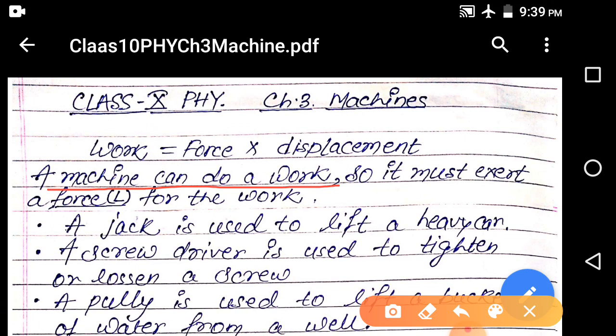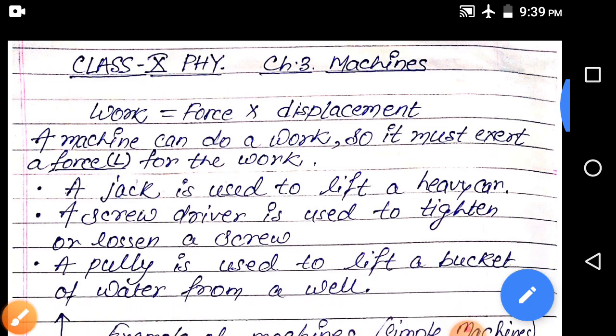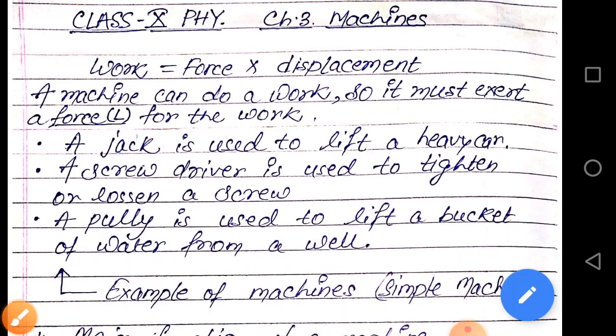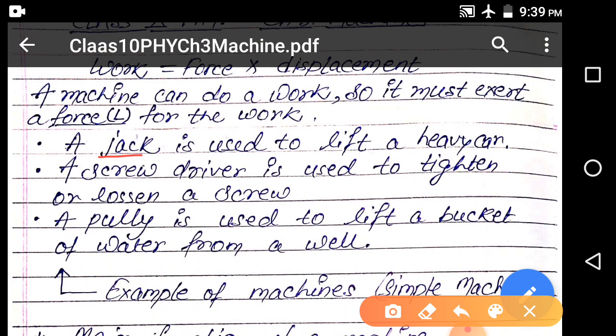That is, for doing work, the machine must exert a force, because force is necessary for work. See some examples of machine. Jack. A jack can lift a car. So here the jack is the machine and it is exerting a force on the car to lift it.